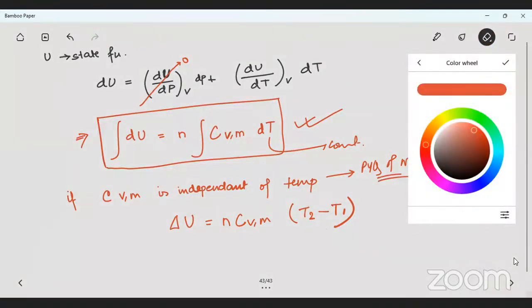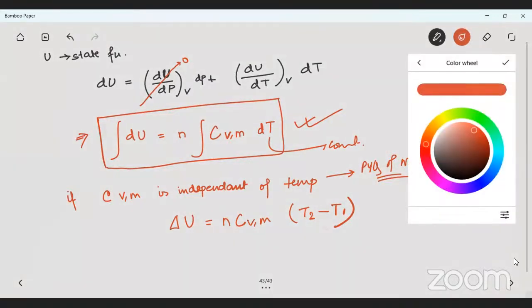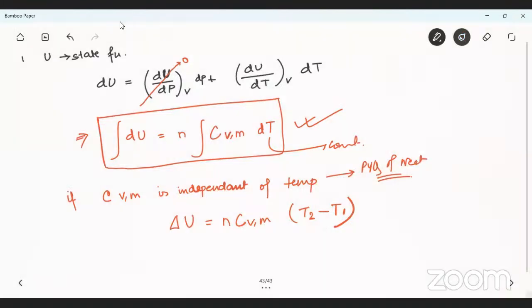I don't think above this part they will make the question difficult. This is the maximum I can imagine. Okay, so this is for an ideal gas undergoing any process. So let me write this. This is for an ideal gas. This is number 1.